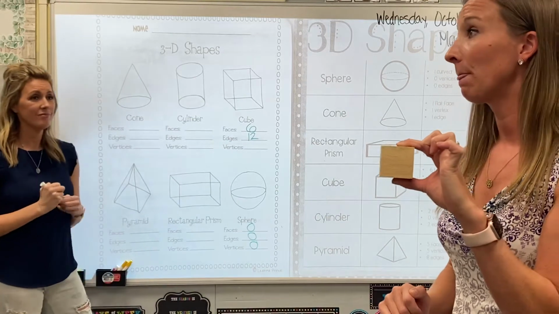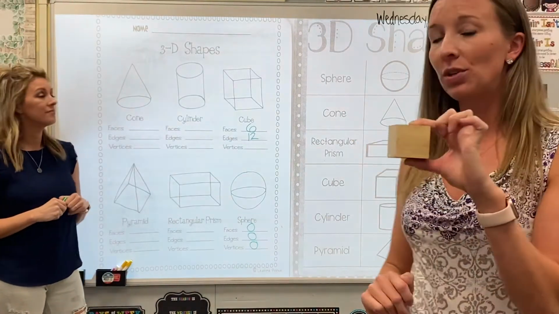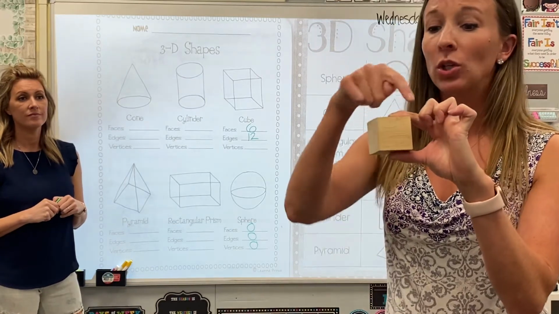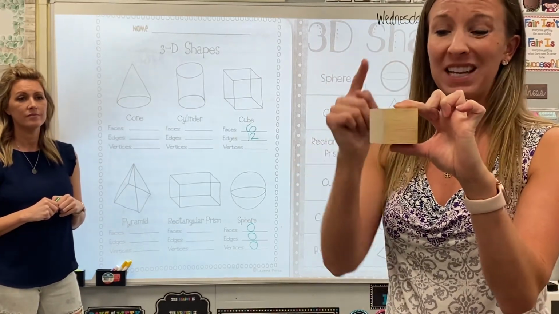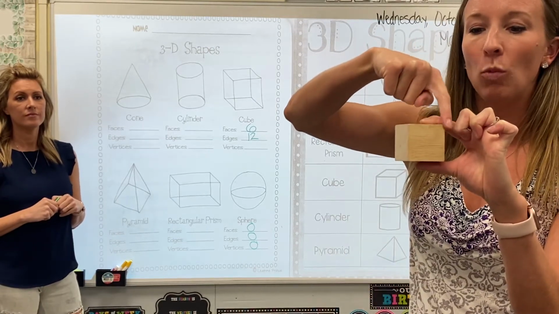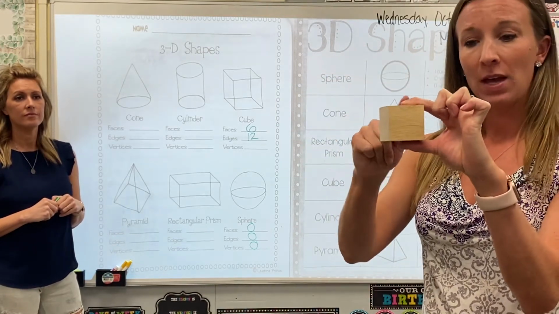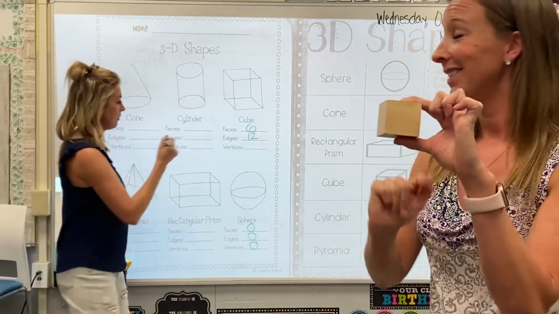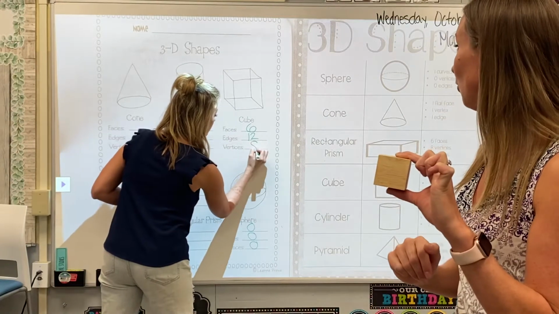That's a lot. Now, the last one is going to be vertices. So think about them as the little points on the shape. You can call them the corners if you want, if that's easier for you to remember. I have 4 of those on the top. 1, 2, 3, 4. And then on the bottom, 5, 6, 7, 8. So a cube has 8 vertices.